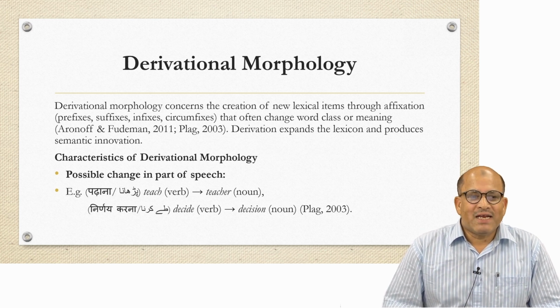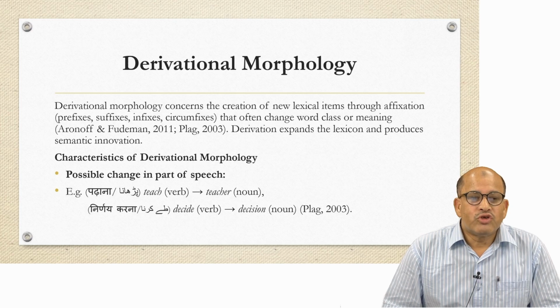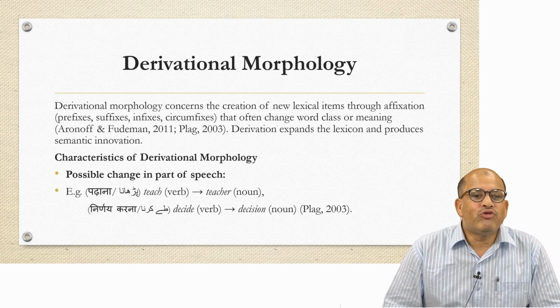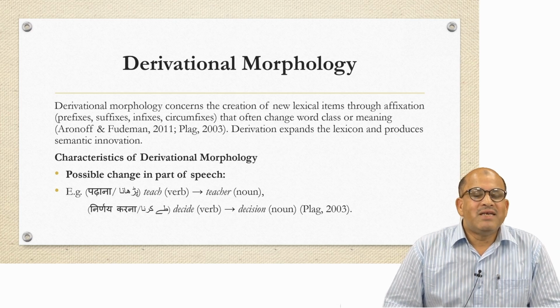If you look at the characteristics of derivational morphology, the first thing is a possible change in the part of speech. When we say change of word class, here you can see a clear example: teach is a verb, teacher becomes a noun.